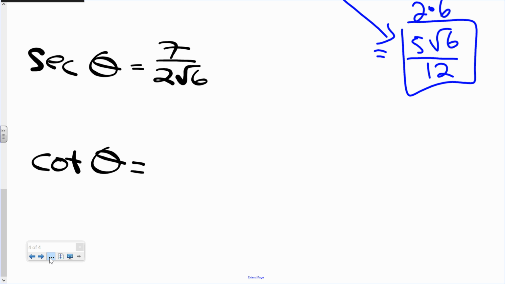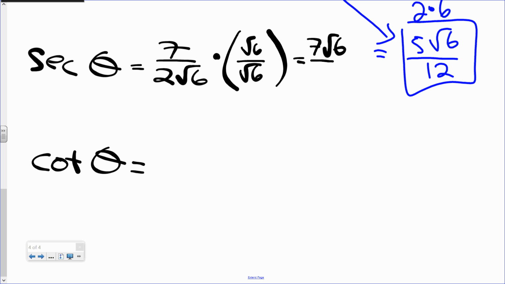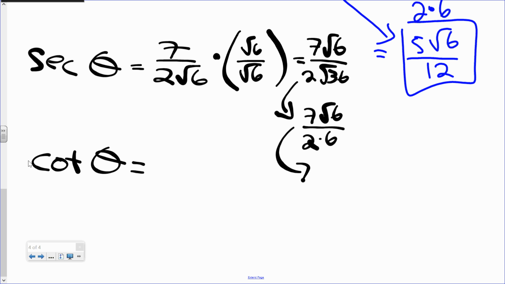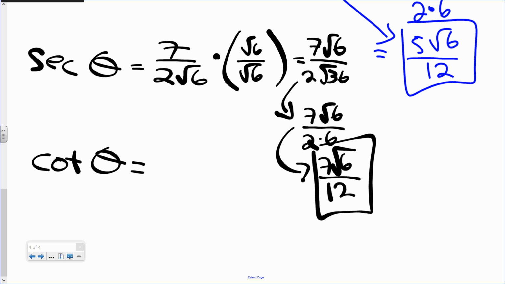Watch this. Here we go. What form of 1 will I use, ladies and gents, to rationalize that puppy? Rad 6 over rad 6. Again, this is technically correct, but it's bad manners. I got to rationalize the denominator. 7 times rad 6 is 7 rad 6. There's my numerator. 2 times rad 6 becomes 2 times rad 36, which becomes 7 rad 6 over 2 times 6, which becomes 7 rad 6 over 12. Here's our secant. Again, the rad 36 becomes 6, so 2 times 6 is 12.